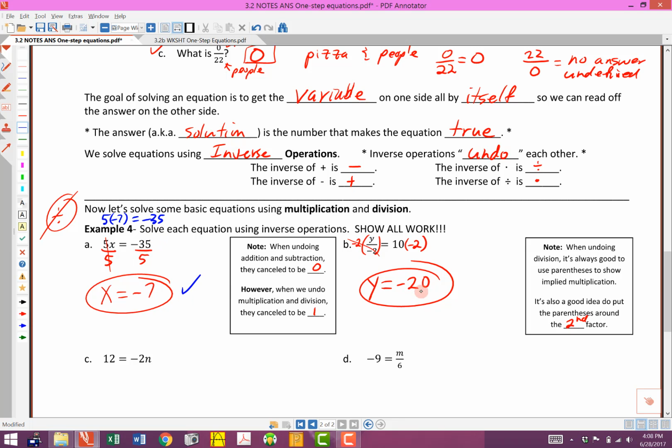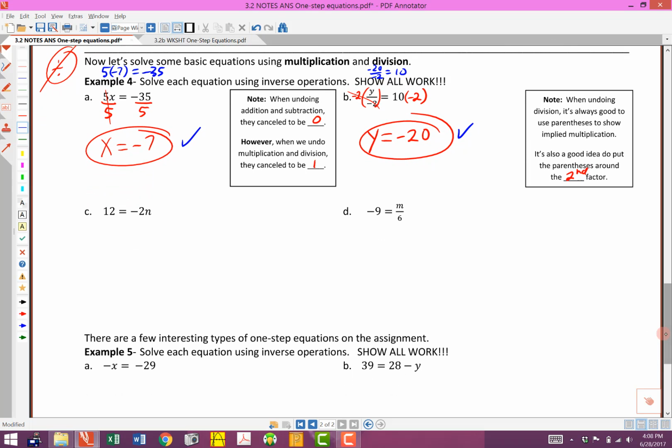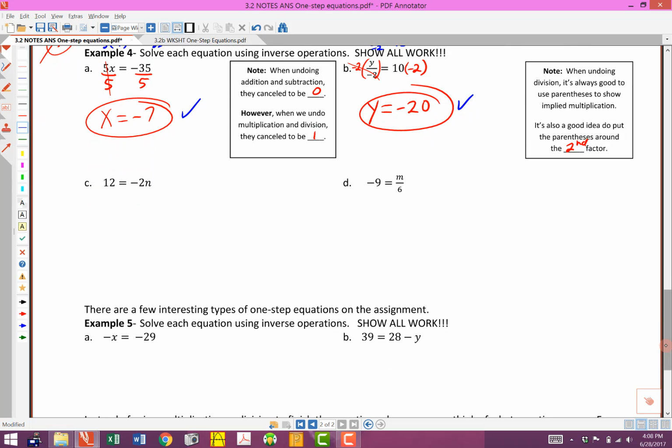And if we were to plug this in and evaluate, wherever there's a y, we put a negative 20. So this would be negative 20 divided by negative 2. And a negative divided by a negative is a positive, and 20 divided by 2 is 10. So you'll notice that that checks out. Again, you can always substitute back in and see if it makes the equation true, and then you'll know if you got it right.